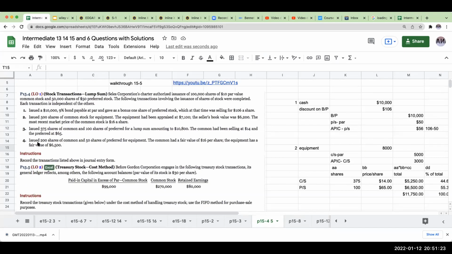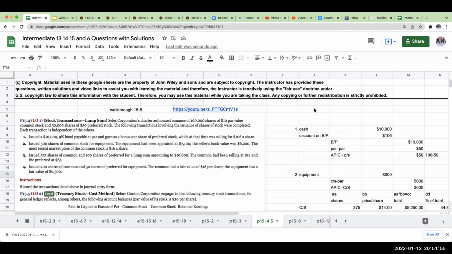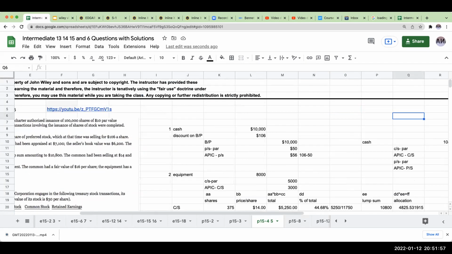Let's go ahead and go to number 4. I issued 200 shares of common and 50 shares of preferred for equipment. The common had a fair value of 16 per share. The equipment has a fair value of 6,500. In this case, I think we have to say to ourselves that we don't know what the value is of the preferred stock. So we're going to first look at the equipment for number 4.